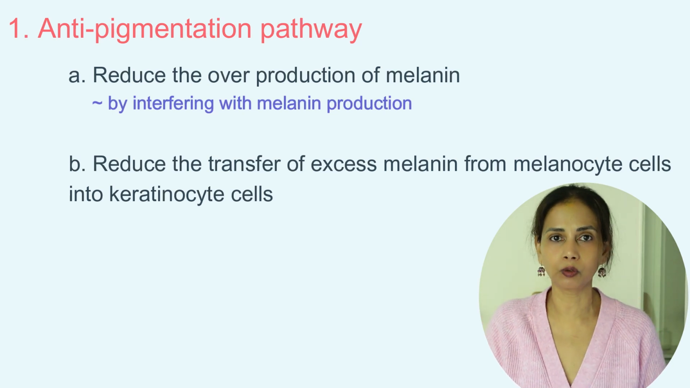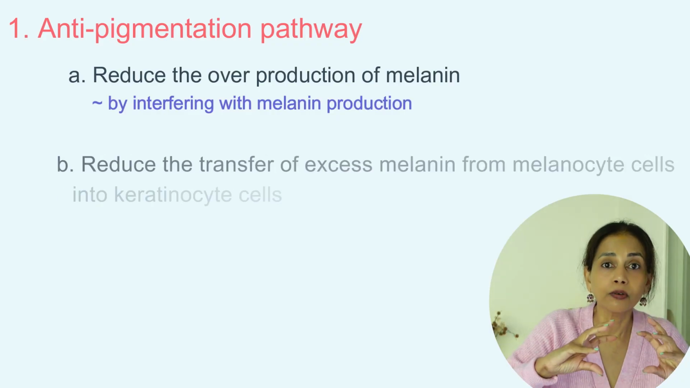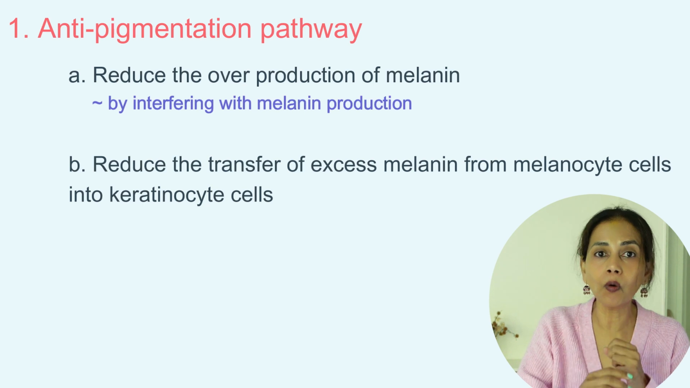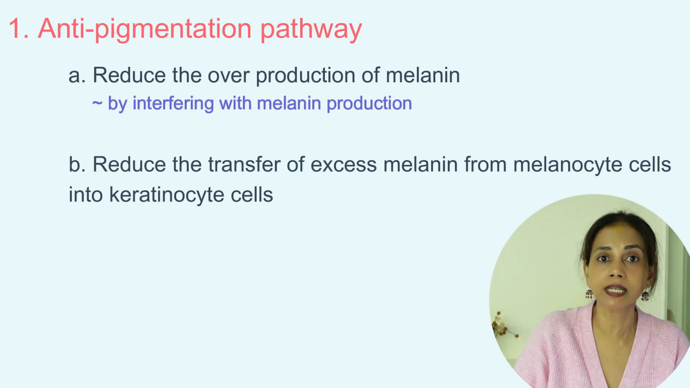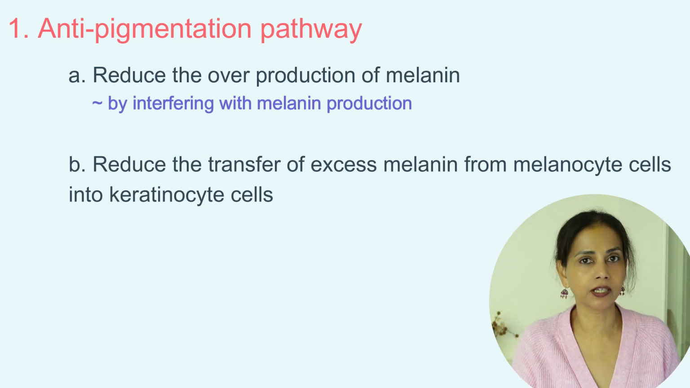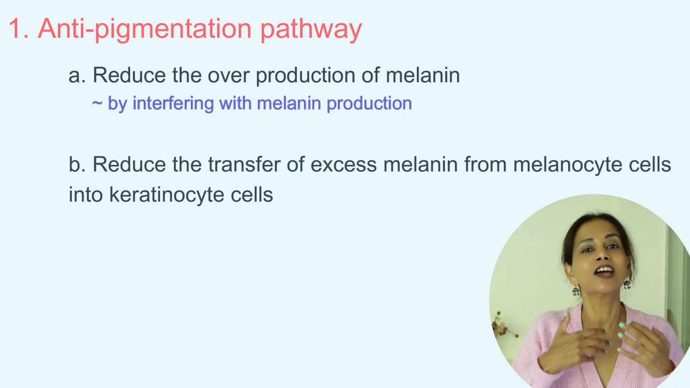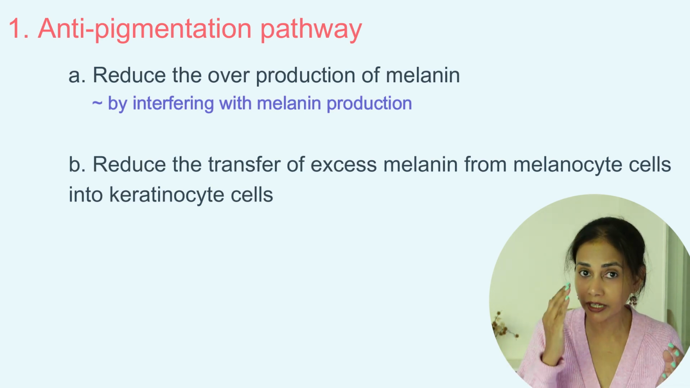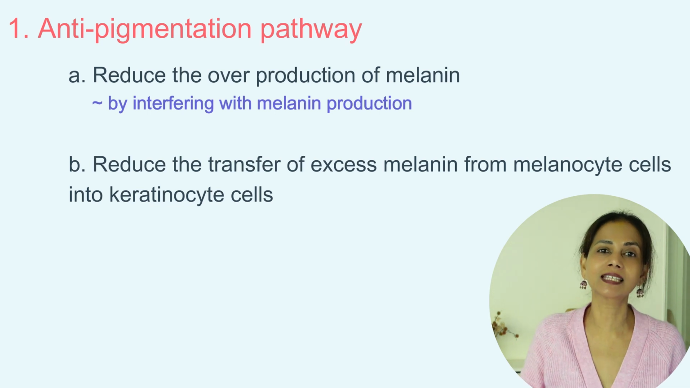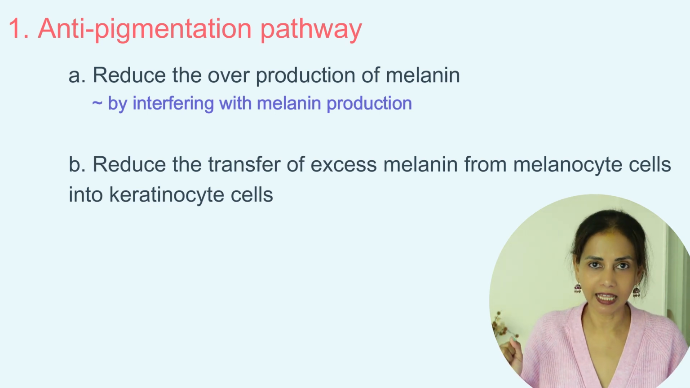So that's one pathway. The second pathway for these anti-pigmentation skincare ingredients is when we reduce the transfer of all this excess melanin that's been produced inside melanocytes to keratinocytes. If they don't get to keratinocyte cells, then there is no pigmentation formed. So we're going to reduce the transfer, and there are skincare ingredients that can actually help us with that.